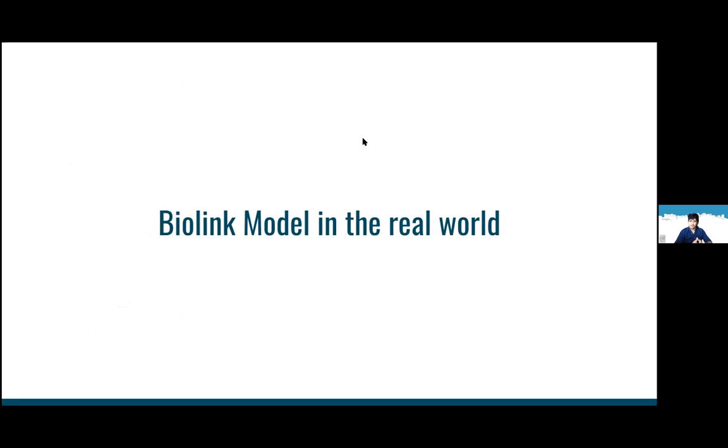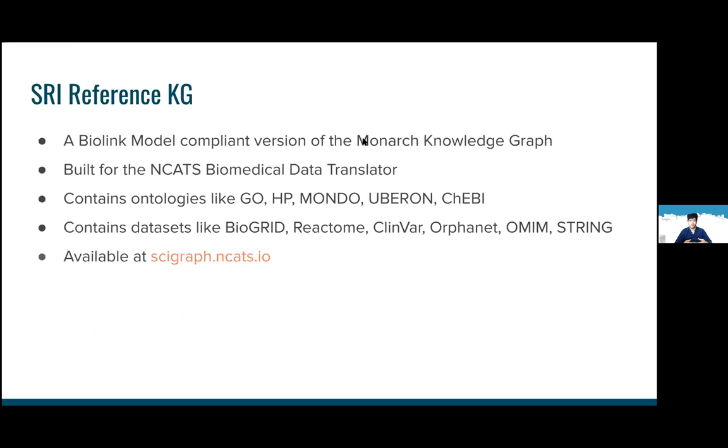I just covered the model and the tools, but where is Biolink Model being used in the real world? We're using it in the Translator, but outside of Translator, to give more concrete examples, there's something called the SRI reference graph, which is a Biolink Model compliant version of the Monarch knowledge graph. This was built for the Translator community, but it's also open to others outside the community.